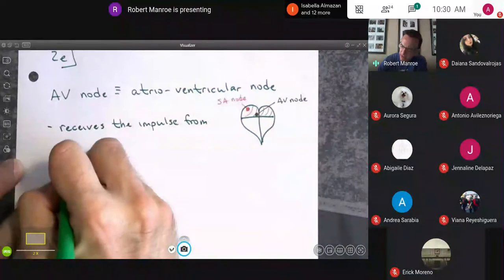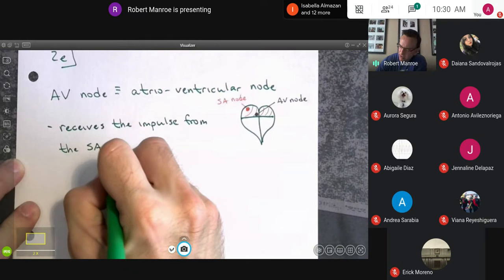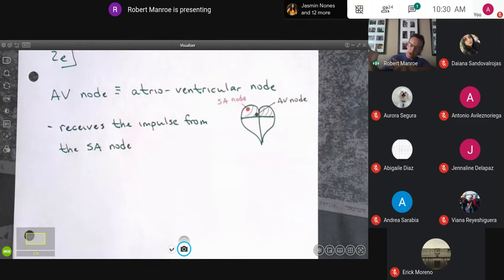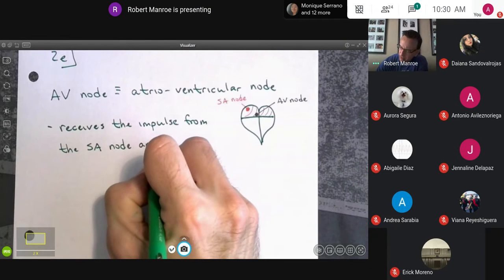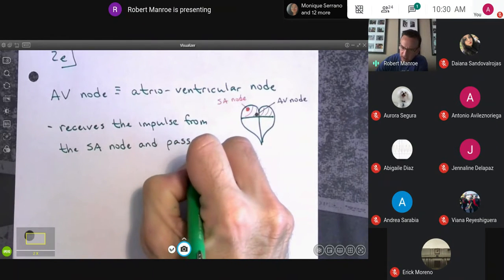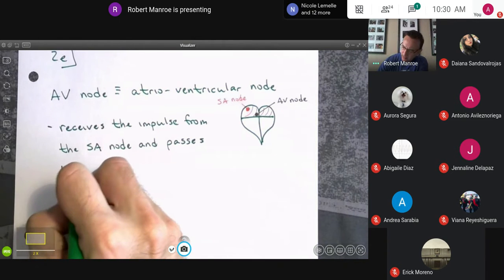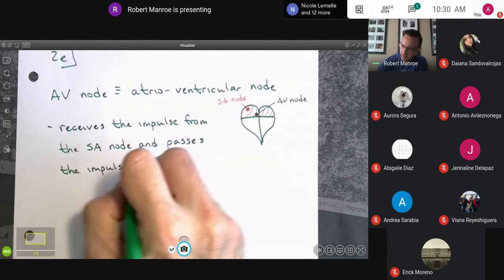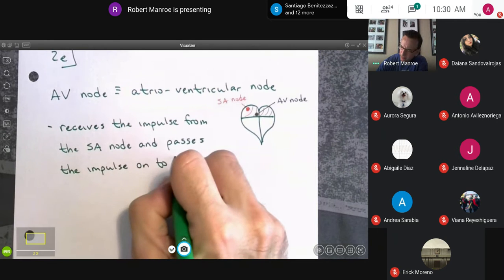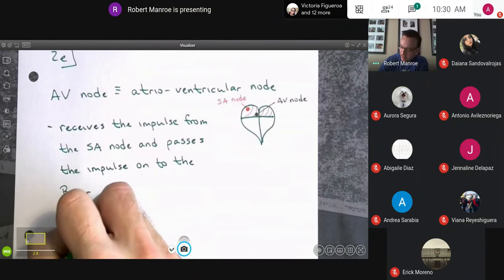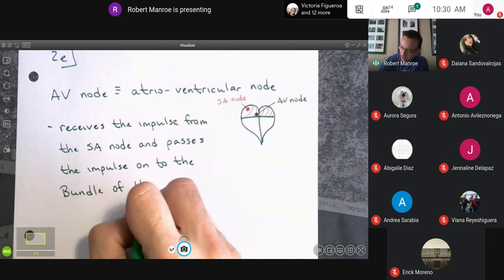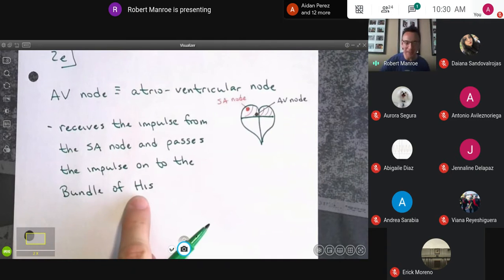from the SA node. So SA is first. The SA node sends out the impulse. The impulse propagates across the top half of the heart until the impulse gets to the AV node. And the AV node then passes the impulse on to the bundle of His. And you say, what? It's called the bundle of His. And you say, his what? This is a person's name.